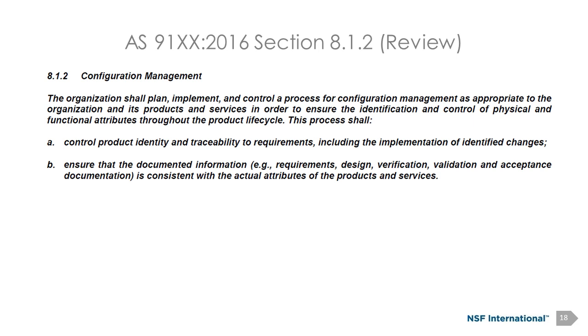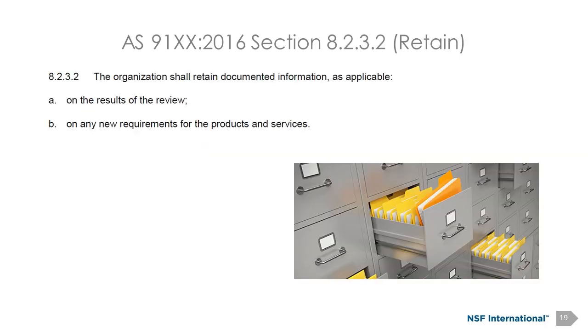The next section, 8.1.2, configuration management, and it's talking about ensure the documented information is consistent with the actual attributes. So we want to make sure that we have, again, proof, and we're going to review it at this point to make sure that it's being captured. Not necessarily a specific call out for retained documented information, but it's something we want to make sure we have documented information, again, to demonstrate conformity to the configuration requirements of the product or the service.